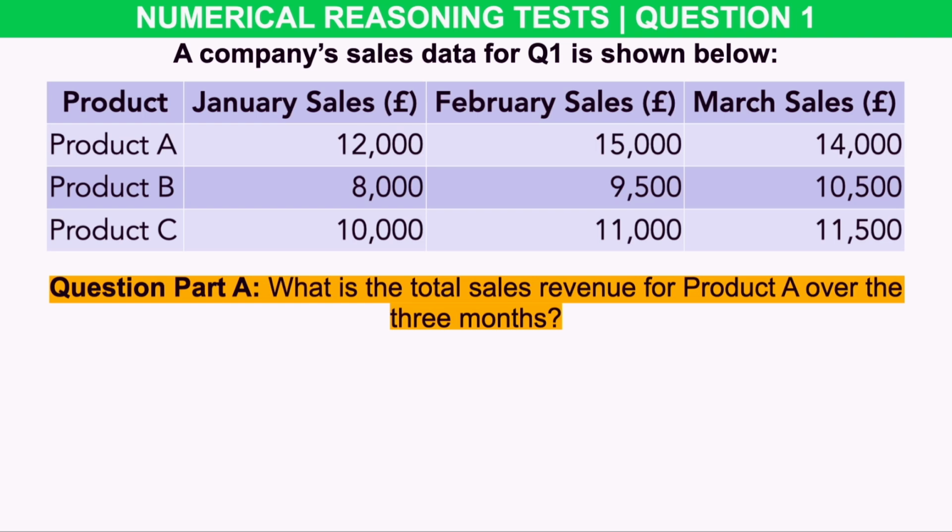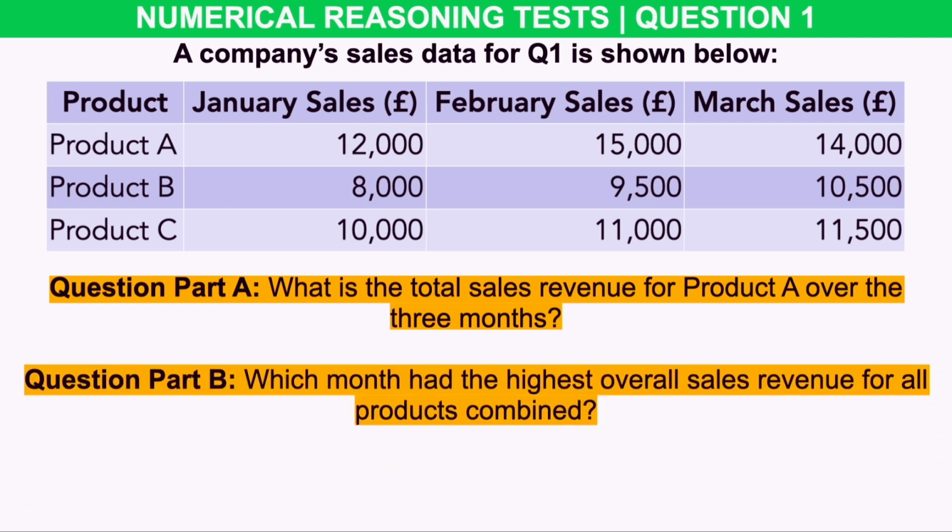And the question for part A of this is, what is the total sales revenue for product A over the 3 months? The next part B of the question is, which month had the highest overall sales revenue for all products combined? Now, I'm going to give you 10 seconds to answer these questions, and then I'll give you the answer and break it down. Now, if you need more time, simply pause the video. It's always best to build up speed after being able to answer accurately. Your 10 seconds starts now.